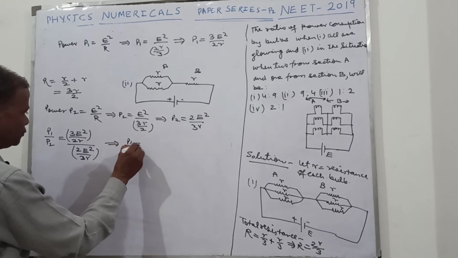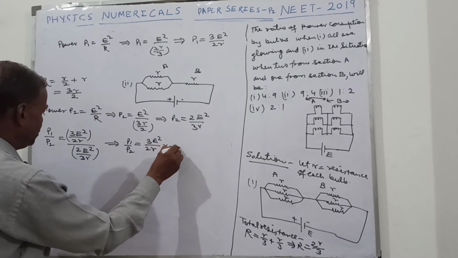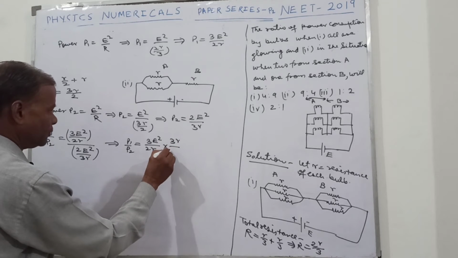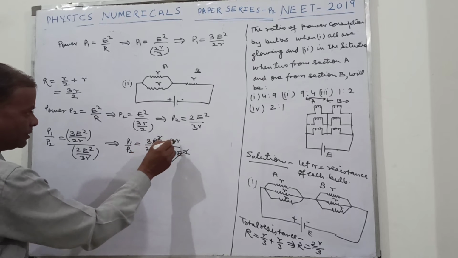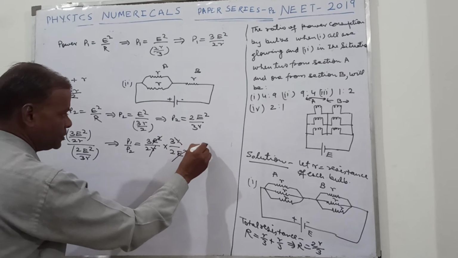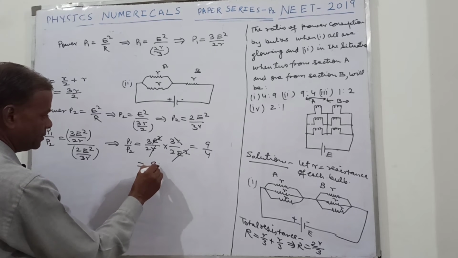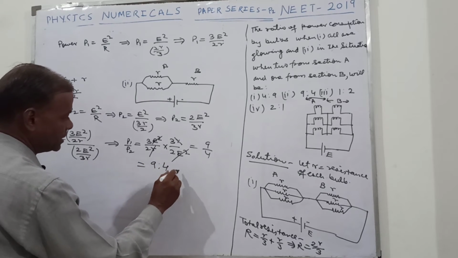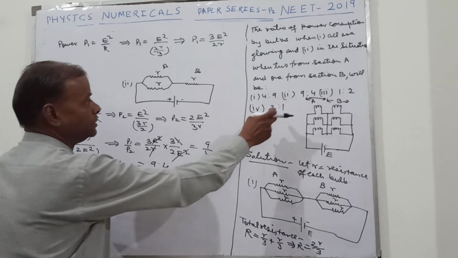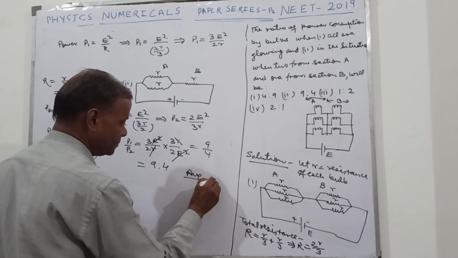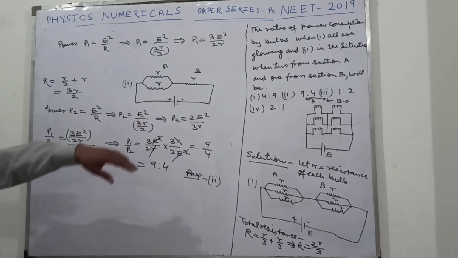So what will you have? P1 upon P2 is equal to 3E square upon 2R into 3R upon 2E square. Now E square will cancel, R will cancel from here. So this is equal to 9 by 4. It means this is your 9 ratio 4. This is the answer. So if you see the option, then here this is coming second. So this is the solution of this question.